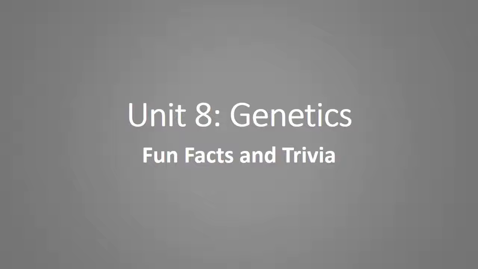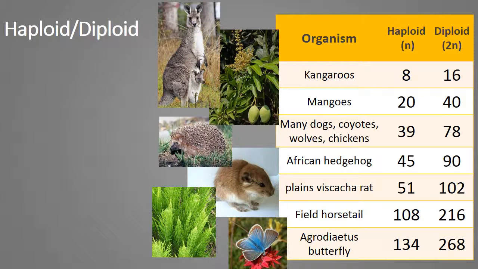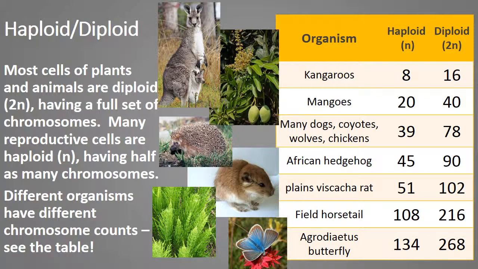Okay, genetics, fun facts, and trivia. Here we go. First, haploid and diploid numbers for different organisms. You can see on the table that there's a big range of chromosome numbers. Different organisms have different numbers for their haploid-diploid number.